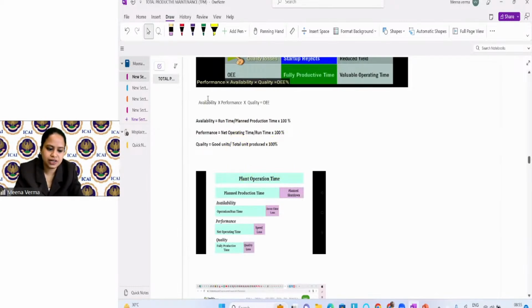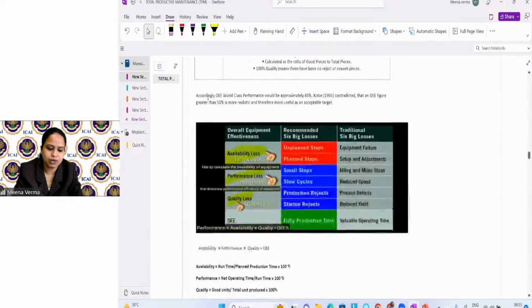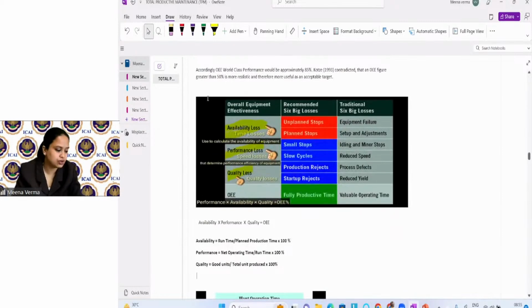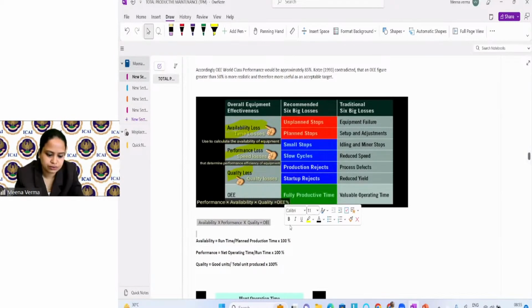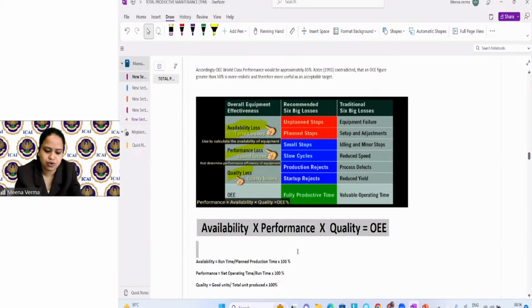Okay, so I'm just relating it. You can see this is a formula you will use, and you will find many questions on this formula in your LMS. You will have many formulas in your learning material, and many questions on them. Okay, so availability is related to what?